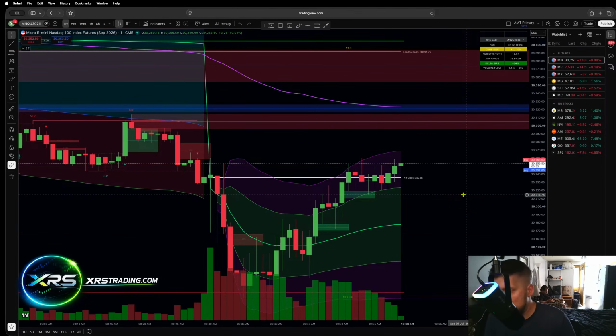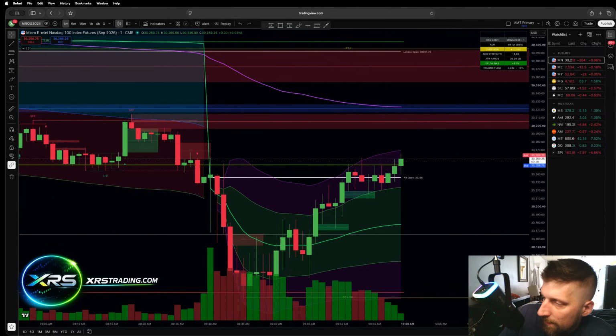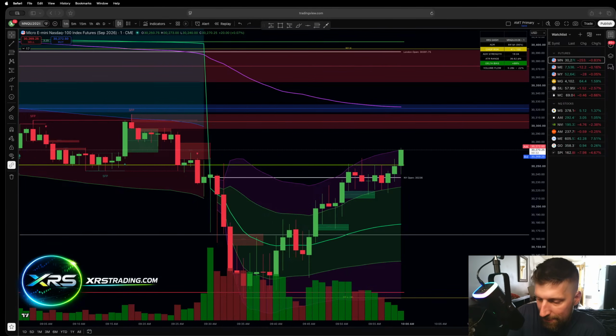You see how the slower moving average is slanted up, and we're across the halfway point. Now we're getting these nice little pushes. That's how you catch these squeezes. That's interesting. That's good to know, man.